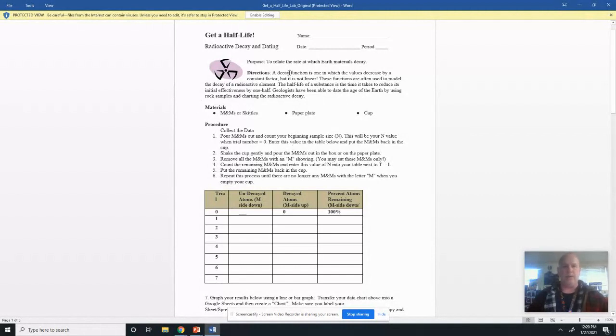So directions: a decay function is one in which the values decrease by a constant factor, but it is not linear. These functions are often used to model the decay of a radioactive element. The half-life of a substance is the time it takes to reduce its initial effectiveness by one half. Geologists have been able to date the age of Earth by using rock samples and charting the radioactive decay.